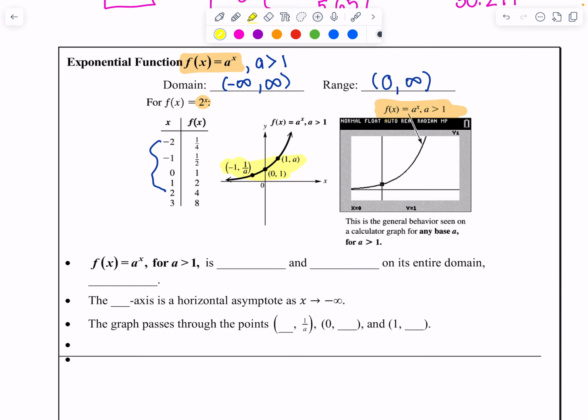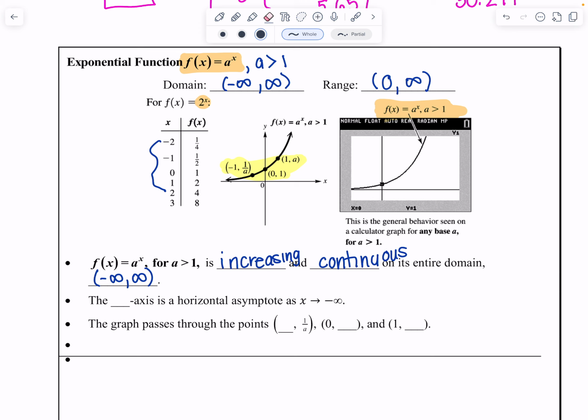Now, look at this function. Let's look at it. Well, how does it look? From left to right, doesn't it go upwards? So it's increasing, okay? So it's an increasing function, and it's continuous on the domain. And the domain is all real numbers, negative infinity to positive infinity, okay? So it's an increasing function. This is when your A is greater than 1. It's an increasing function over the entire domain.